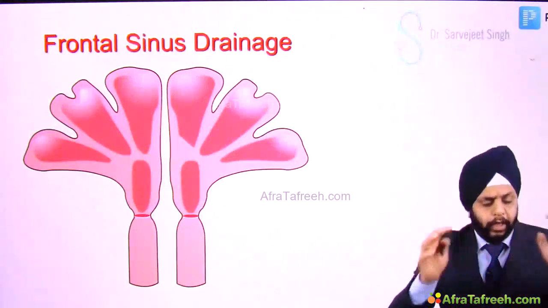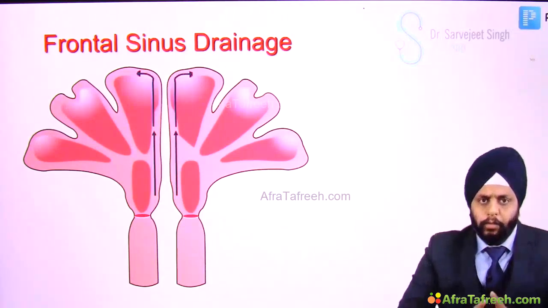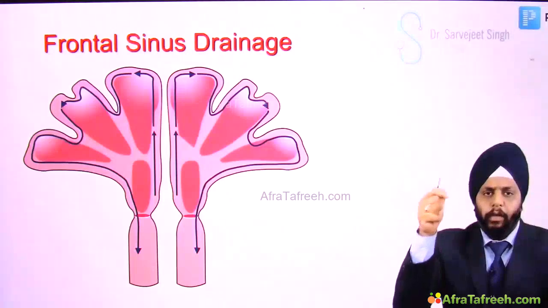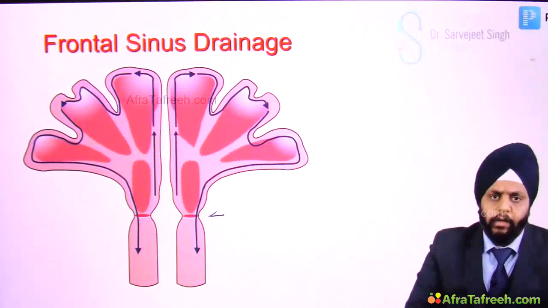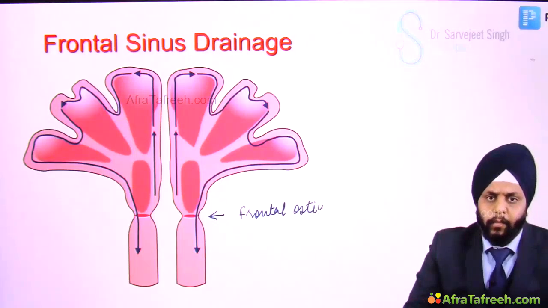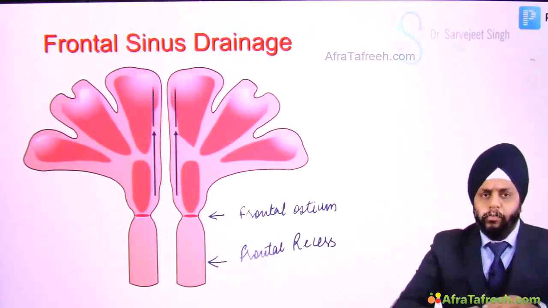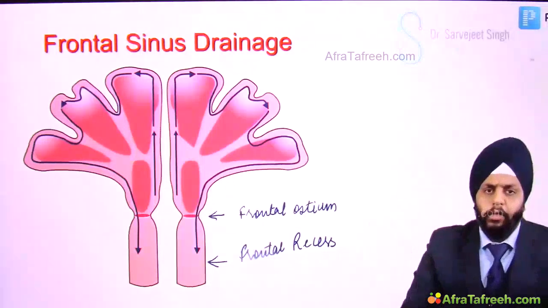Now, how about the frontal sinus? You see the frontal sinus flow, it goes through the central wall, through the intersinus septum, all across, and then it comes out through the lateral wall into the frontal recess. Okay, so we already discussed that this place over here is the frontal ostium, and this is the frontal recess. Okay, so you can see once again that the flow goes through the intersinus septum, goes all around and then comes out through the lateral wall.